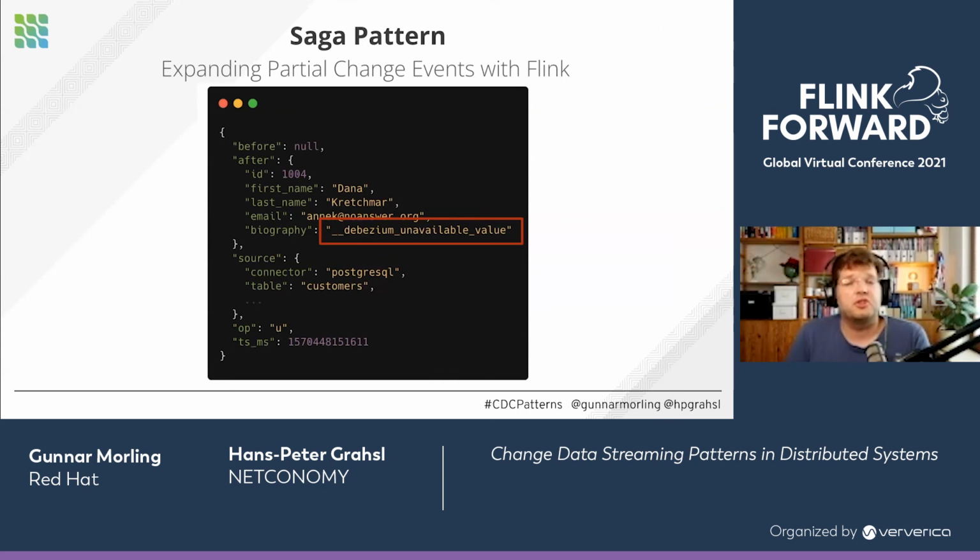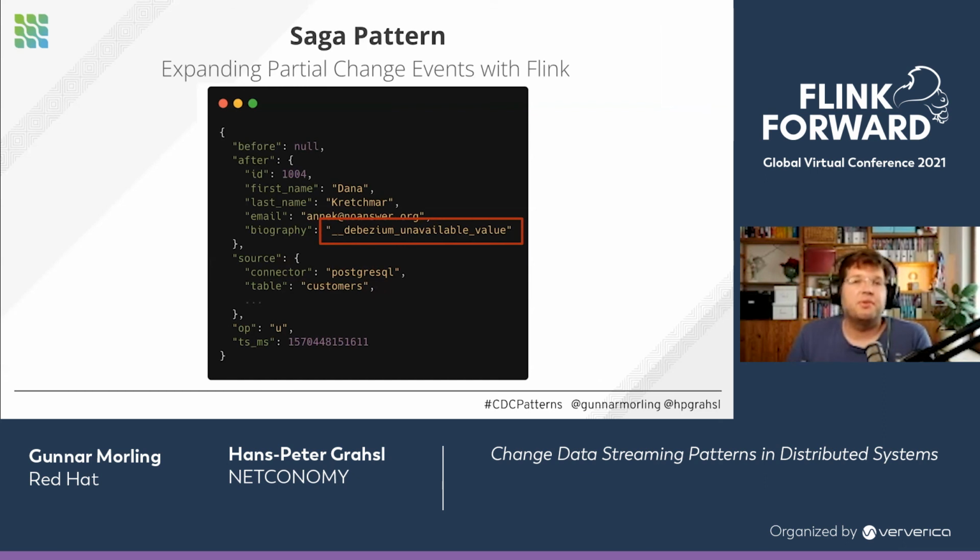It could also be a valid choice to capture changes from the business tables themselves. So let's say we do that. We capture changes, for instance, directly from the customers table in the customer system. Depending on the specific database which we use, it might happen that we receive what's called a partial change event. In this case, this is coming from Postgres and Debezium's Postgres connector. We see here in this biography attribute, there's this placeholder, Debezium unavailable value.